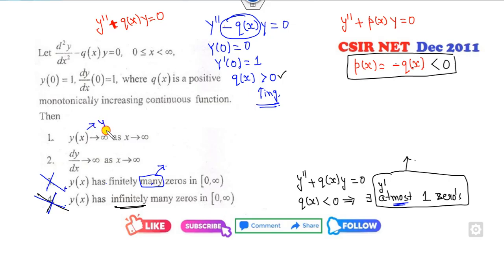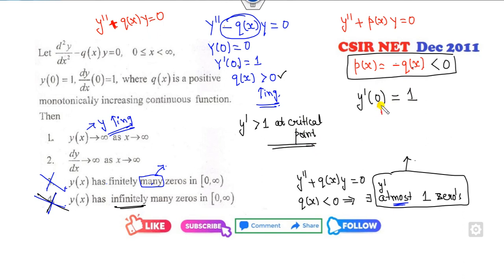Now y is infinity, y dash is infinity. That means y is an increasing function. Can you prove that y is increasing? How can you prove that y is increasing? That means y dash should be greater than 0 at the critical point. How can you find the critical point? You can see this is given to you: y dash of 0 is 1. So this 0 is my critical point. So y dash is 1, which is greater than 0. Then we can say it's increasing. So y dash is greater than 0, that means y is increasing.